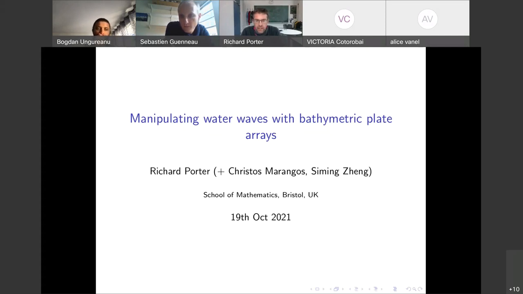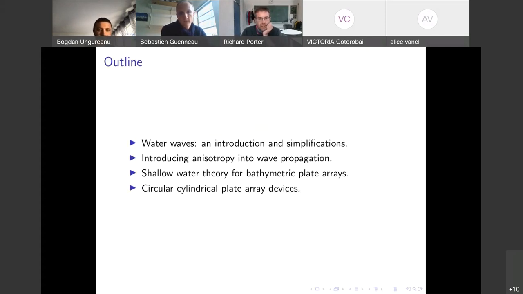So as I explained in the build up to this, I'm going to try and explain how there are connections between the water wave setting and the acoustics and the electromagnetic setting that perhaps people are more familiar with, and try and show where there are differences as well. So there are some differences. So that will be a key element of what I'm going to talk about today.